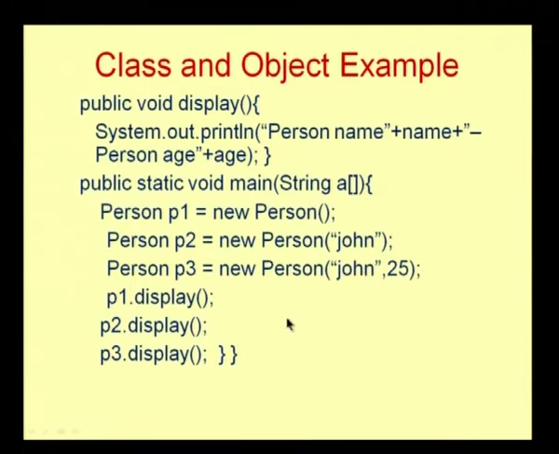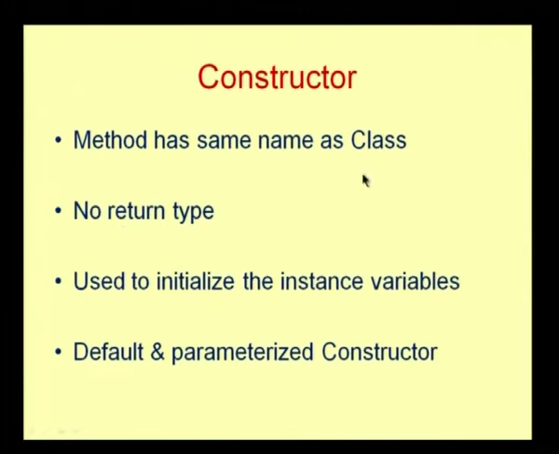So it means that the user can call any of the constructors as per their requirement. Whatever they try to initialize, based on that initialization they can call any of the constructors. Here, whenever I try to create an object, the constructor is called. We have seen that the method has the same name as the class, has no return type, and is used to initialize the instance variables, and you can have a default constructor and even write a few parameterized constructors.